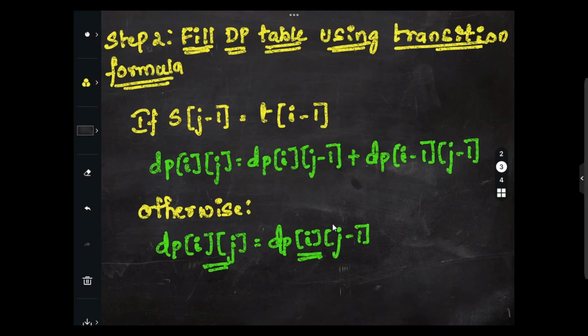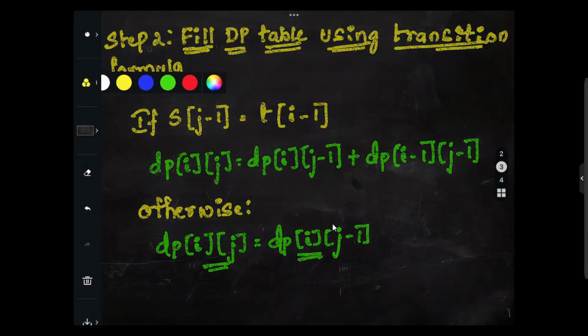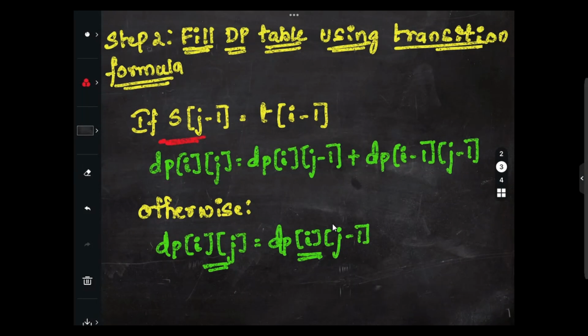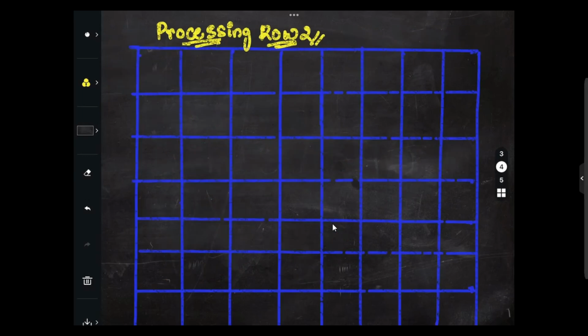Let's go with step 2. We have to fill the DP table using the transition formula. Just remember, if s of j minus 1 equals t of i minus 1, then we will go with this formula: dp of i, j equals dp of i, j minus 1 plus dp of i minus 1, j minus 1. Otherwise, we'll go with this formula: dp of i, j equals dp of i, j minus 1. Just keep this in mind. We'll do this step by step for every row. We have already filled the base case, the first row. Let's start from the second row. Let's do this quickly.